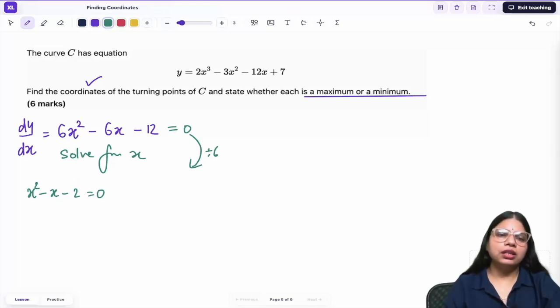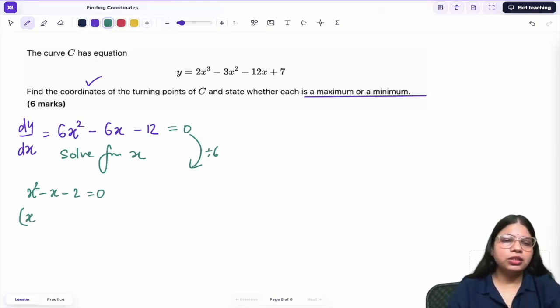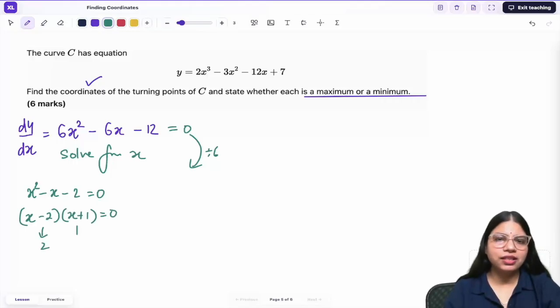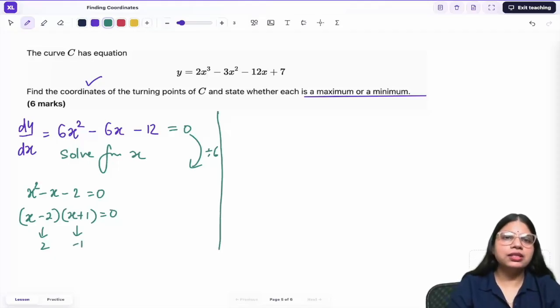That means x, 2 times 1 and minus 2 plus 1, right? So this gives me 2 and minus 1. Are we getting the same value? Our second step is done. Now we have to just move to step 3.